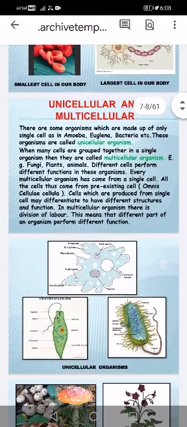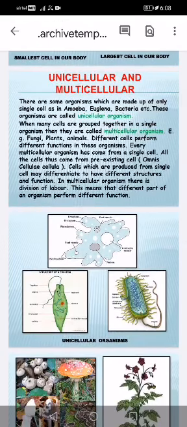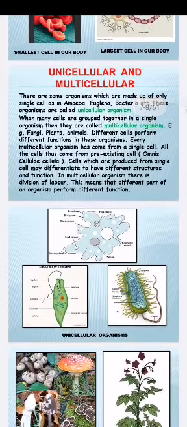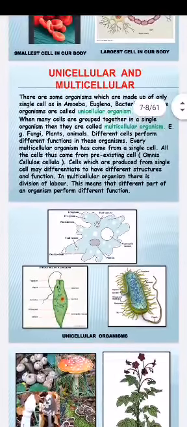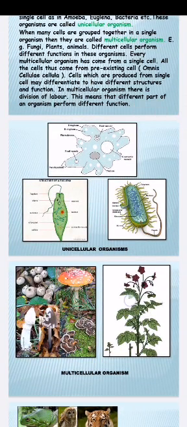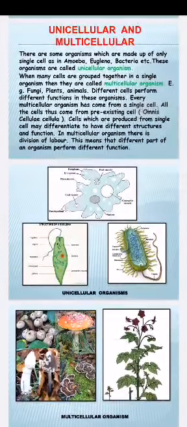If many cells are grouped together in a single organism, they are called multicellular organisms, for example fungi, plants, animals. Different cells in these organisms perform different functions. Every multicellular organism has come from a single cell, and the single cell was known as zygote. All the cells thus come from pre-existing cells. Cells which are produced from a single cell may differentiate to have different structures and functions. In multicellular organisms, there is division of labor. This means that different parts of an organism perform different functions.